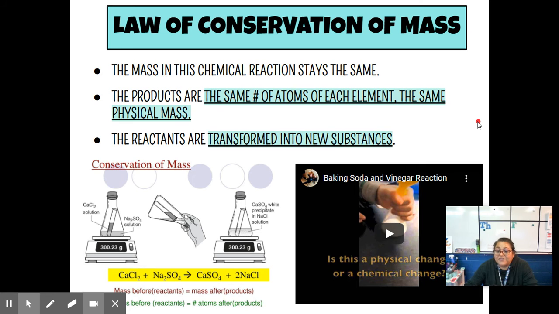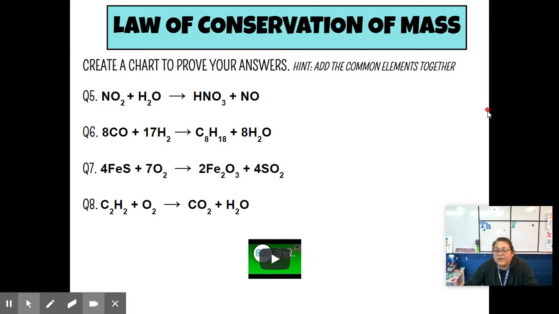The reactants are transformed into new substances, but they are still all accounted for. The law of conservation of mass is being observed. Nothing was created or destroyed.